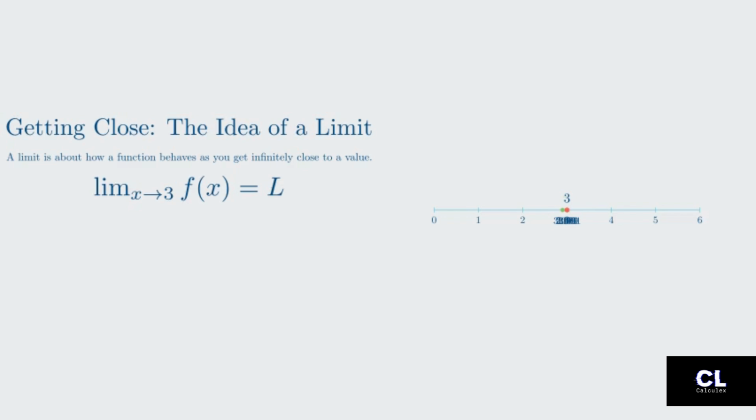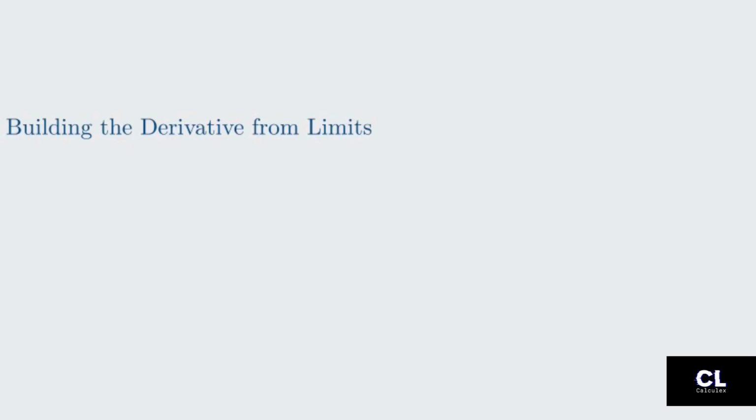physically reach that spot. So, the key takeaway is that the limit of a function at a point describes what the function is doing near that point. This subtle but profound distinction is the key to solving the problems we just discussed. Now let's apply this getting close idea to find our instantaneous rate of change and build the derivative from limits.